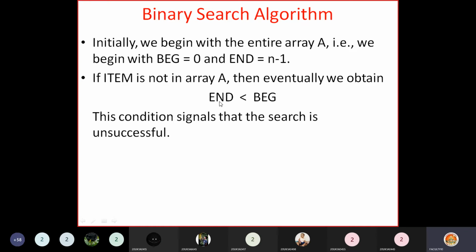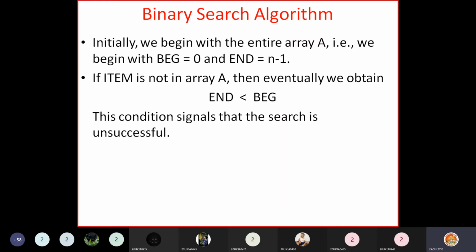See, initially beginning is at the left-hand side and end is at the right-hand side of the array. The beginning value is 0 and the end value is n minus 1. N minus 1 is always greater than 0, so end is always greater than beginning here.